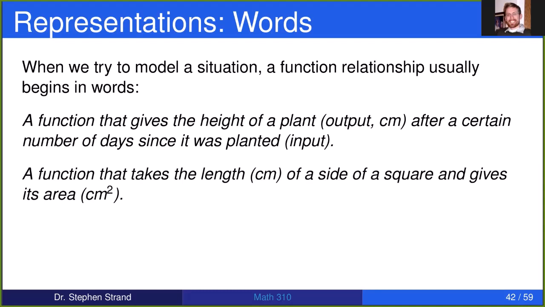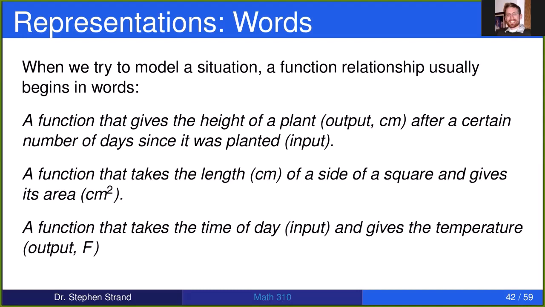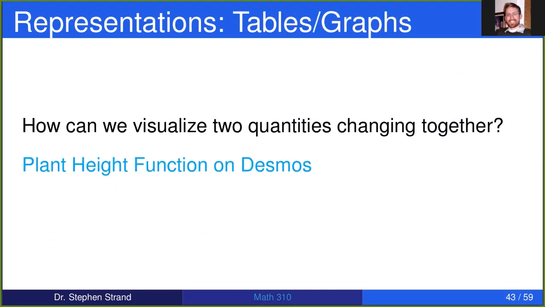Another function we could describe would be the relationship between the length of a side of a square and its area. So we could consider the length of a side as the input, and then the area as the output. So there's a function relationship there. And then another example might be the function that relates the temperature to the time of day. So we can think of the time of day as the input, and then the temperature, maybe in degrees Fahrenheit, as the output.